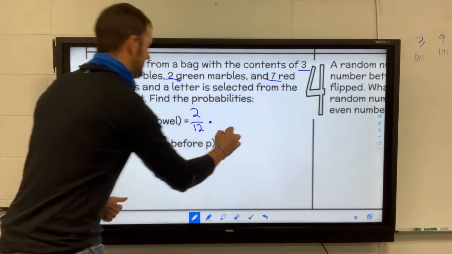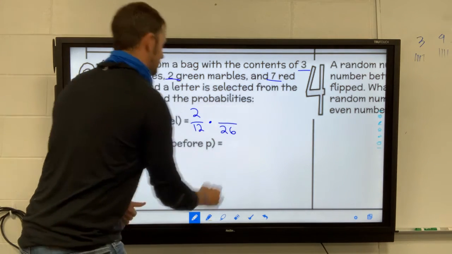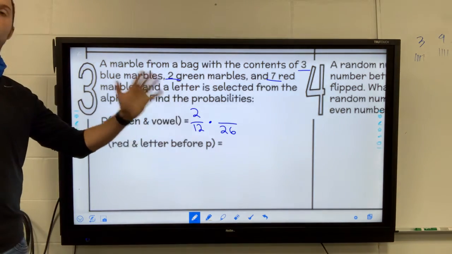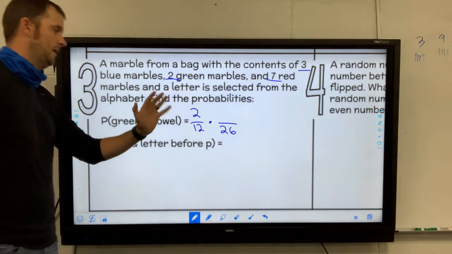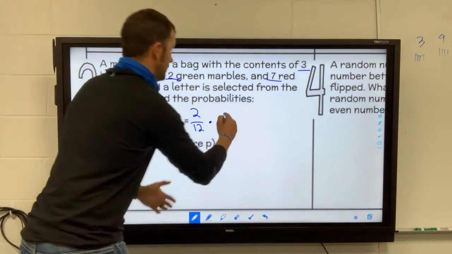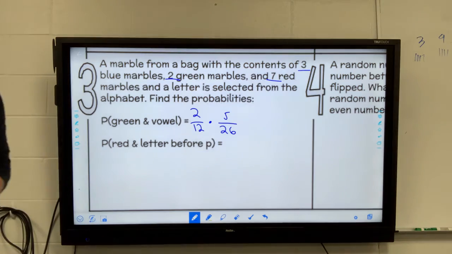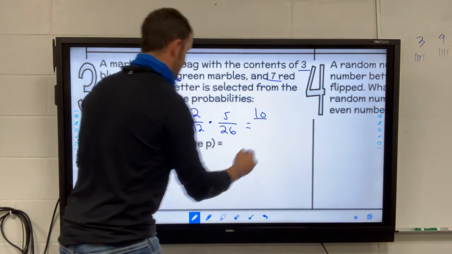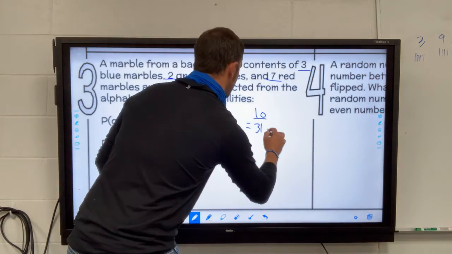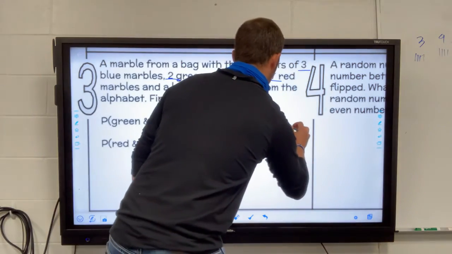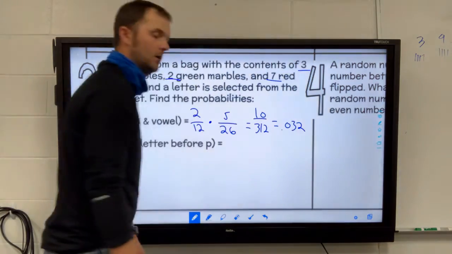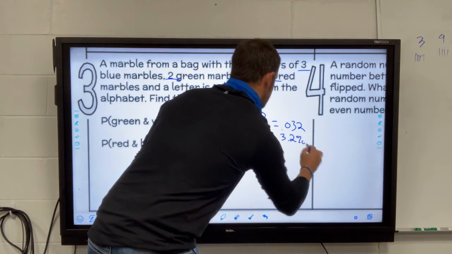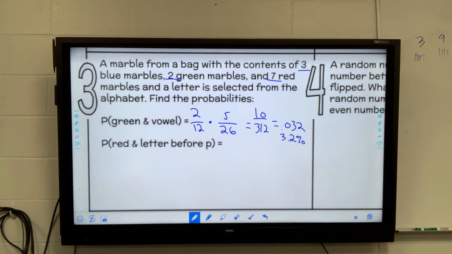So I know there's 26 letters in the alphabet, right? Okay, and then A, E, I, O, and U are gonna be my vowels, right? A, E, I, O, and U. So there's a 5 out of 26 chance that you're gonna end up drawing that. So then when I multiply this across, 2 times 5 is gonna give you 10. 12 times 26 gives you 312. That's 0.032. 2 decimal places over would make it a 3.2% chance of that actually happening, okay?